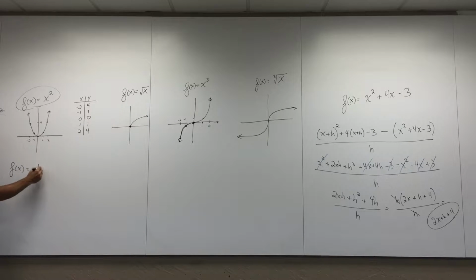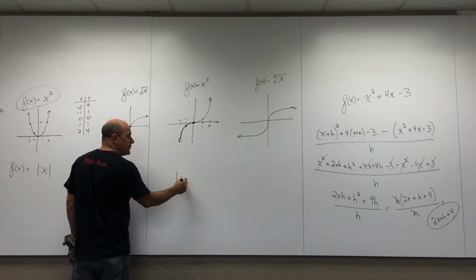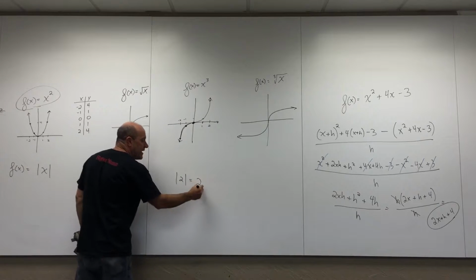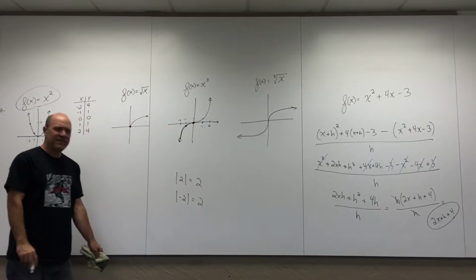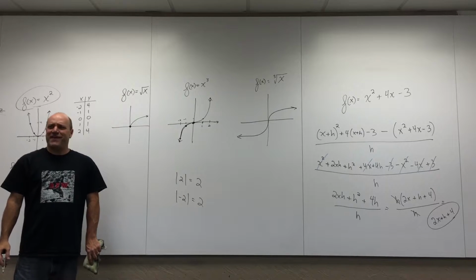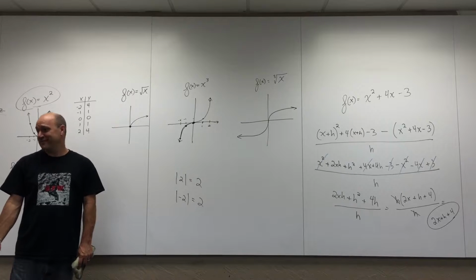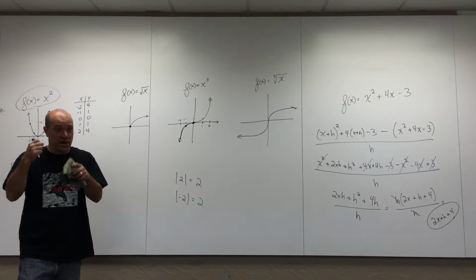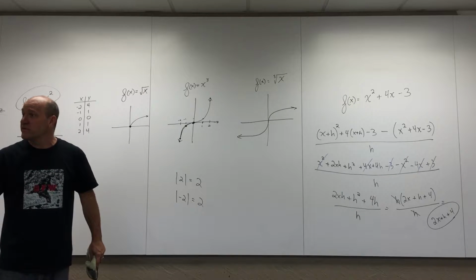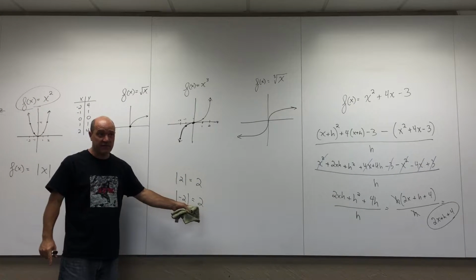This guy, this is the absolute value of x. Let's talk a little about that. Do you know about absolute value? You know what the absolute value of 2 is? 2. What's the absolute value of negative 2? 2. So, what's your definition of absolute value? The positive. It makes things positive. That's a good definition. Absolute value takes whatever's inside and makes it positive. If it's already positive, it's still positive. If it's negative, it makes it positive.